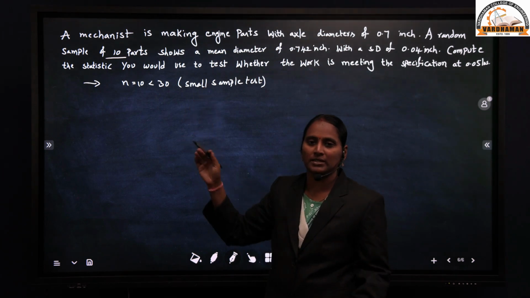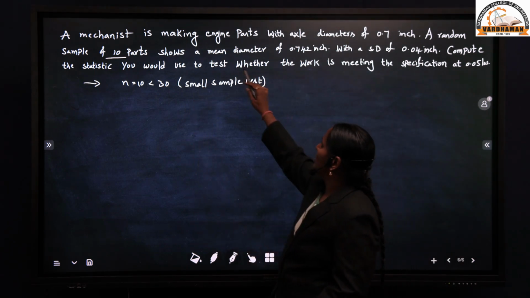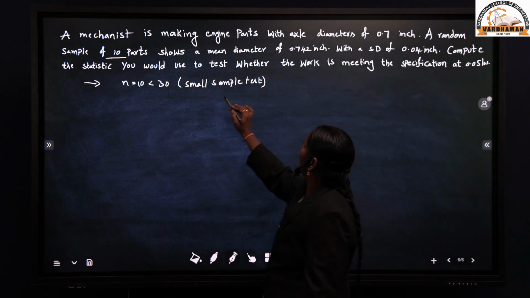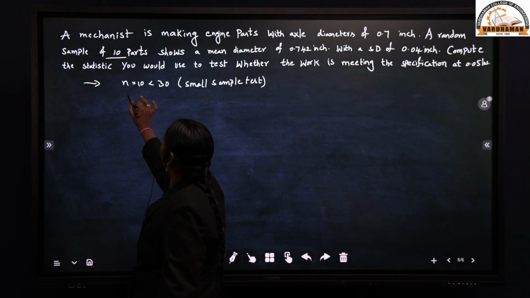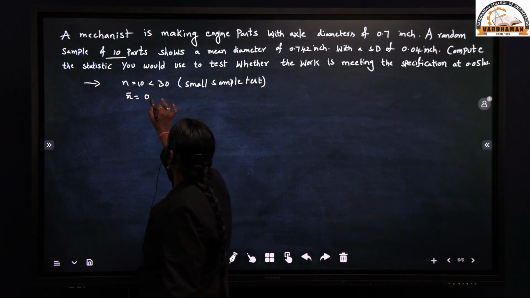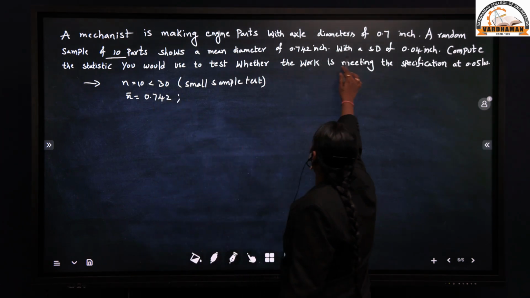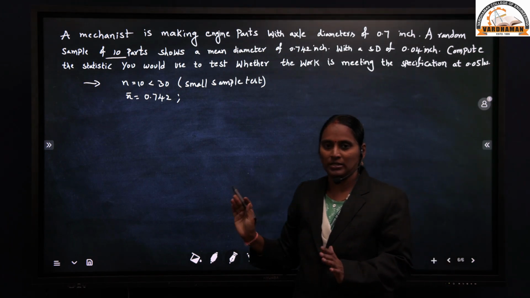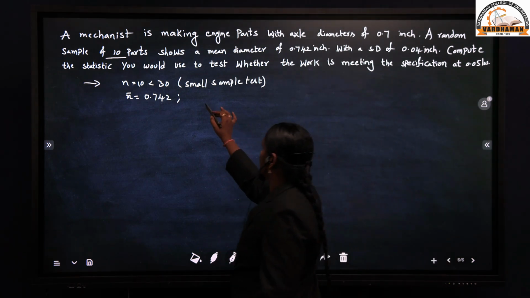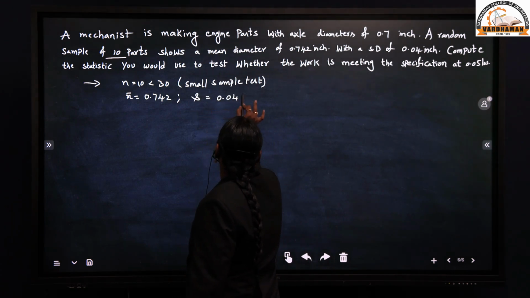Whatever the observations, they belong to the sample observations only. So now, the sample of 10 parts has a mean diameter. They have given the value of the sample mean, denoted by x bar. The value of x bar mentioned here is 0.742. And the standard deviation, it means they are talking only about the sample. So the sample standard deviation is denoted by small s, and small s is 0.04 inches.